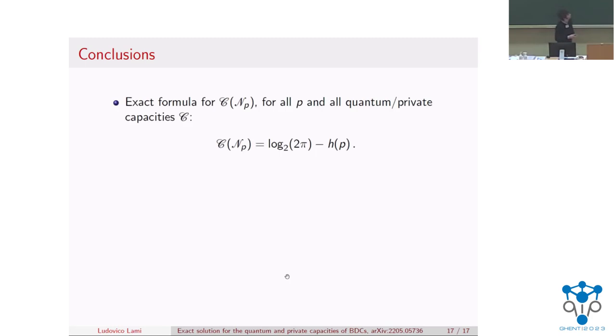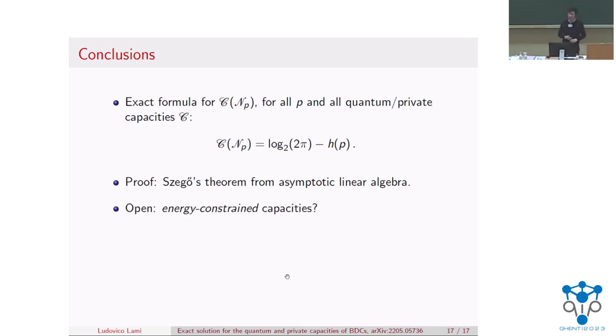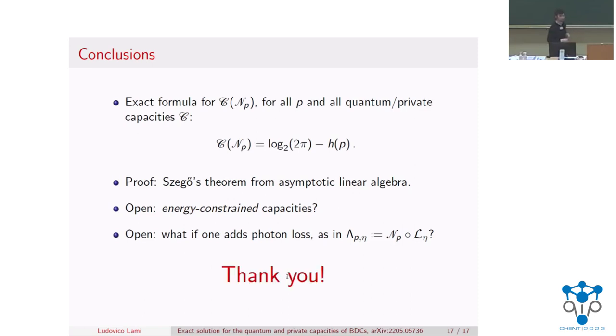Okay, so very quickly, some conclusions. We found a formula for all the private and quantum capacities of the bosonic dephasing channel for generic probability distribution P. The right tool is Szegő's theorem that I pestered you with. There are some interesting open problems. First of all, this is all about unconstrained capacities. But for continuous variable channels, it makes a ton of sense to look at energy constrained capacities, in which the input is forced to obey an energy constraint, and for those, we don't have formulas. So this is a very interesting open problem. The other one is what happens if you add photon loss, like a lossy channel that you concatenate, and also we don't know. And with that, I thank you.